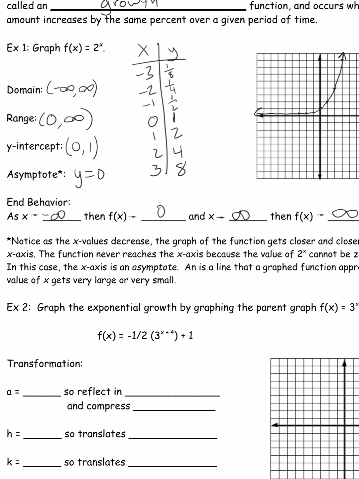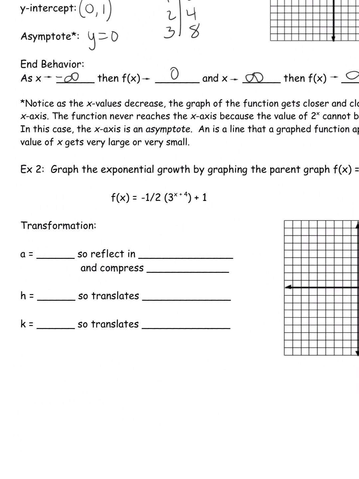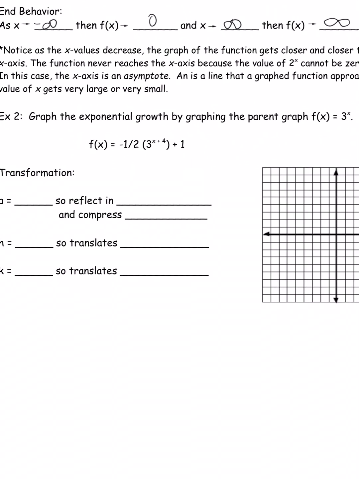All right, example 2. We're asked to graph the exponential growth by graphing the parent graph of f of x equals 3 to the x. So first off, we're going to graph 3 to the x, and again, we're going to make an xy chart. So this, we'll just do negative 2, negative 1, 0, 1, and 2. Again, negative 2 is 1 over 3 squared, so that's 1 over 9. Negative 1 is 1 over 3. 0 is 1, because anything to the 0 power is 1. 3 to the first is 3. 3 squared is 9.